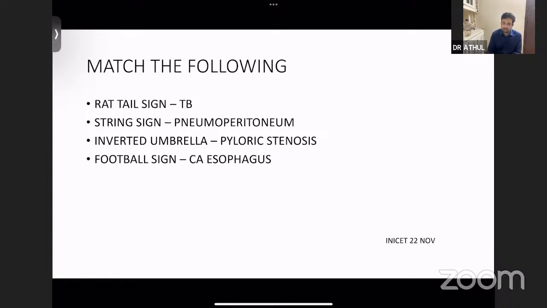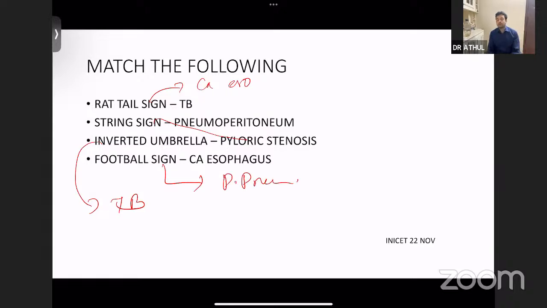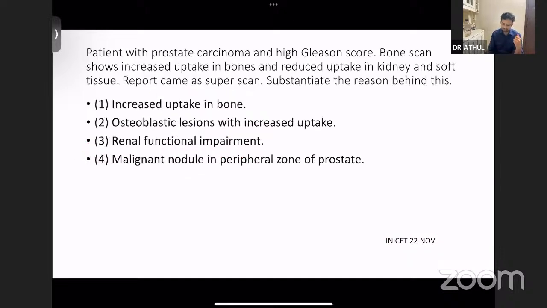This is another easy question. Match the following. That is why I told you always read all the signs, because you know rat tail sign is seen in carcinoma esophagus. You know that string sign is usually seen in pyloric stenosis. Inverted umbrella sign is usually seen in tuberculosis, and football sign is seen in case of pneumoperitoneum. Okay, so all these are very important. Names of the signs are very important. Since they asked this in INI-CET 2022, they may ask some other match the following examples. So always remember, always read the named signs before you go for the exam.